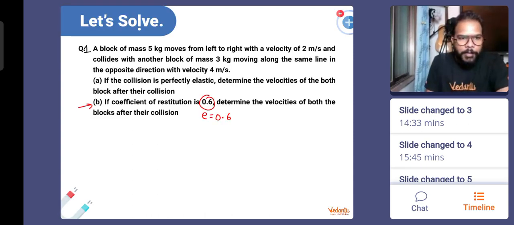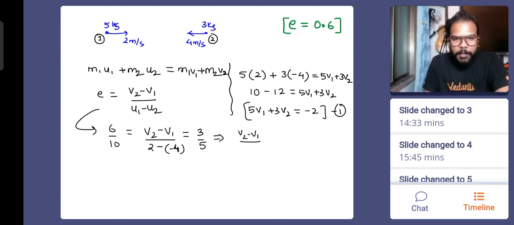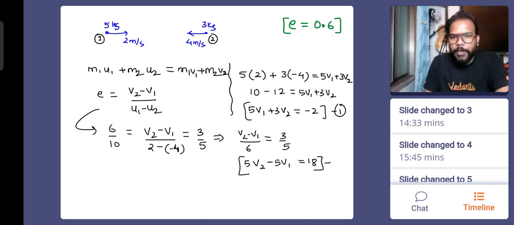From here, the value of E has been given to us as 6 by 10 or 0.6. So I write it as 6 by 10. V2 we do not know, V1 we do not know, U1 is 2 and U2 is minus 4. And 6 by 10 can be written as 3 by 5. So what I have here is V2 minus V1 upon 2 plus 4, that is 6, equal to 3 by 5. So my equation comes out to be 5V2 minus 5V1 equal to 18. Now I have two equations and two unknowns, V1 and V2. We will solve both equations.